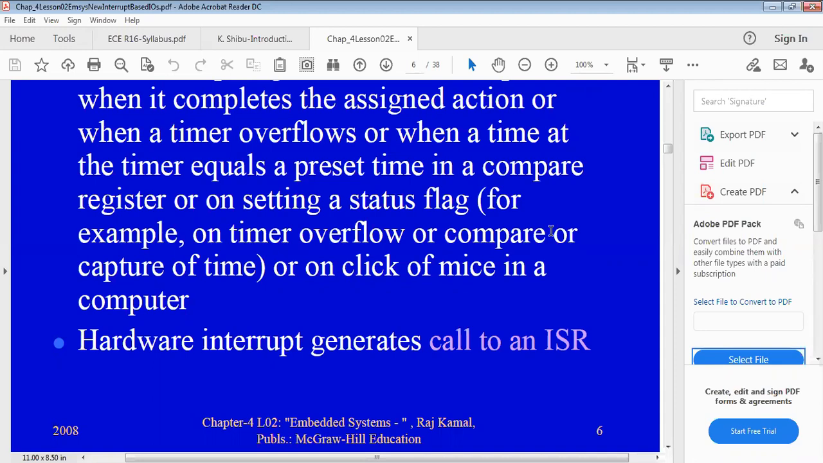Okay, when a time at the timer equals its present time in compared to the register or setting the status flag. Okay, and for example on timer overflow or compare instruction, okay, or capture of time. Okay, or in a click mice in your computer.